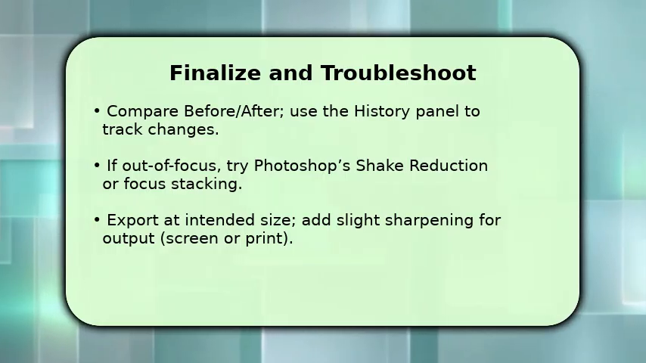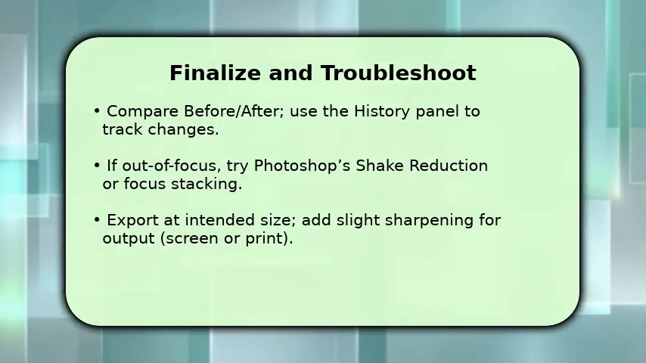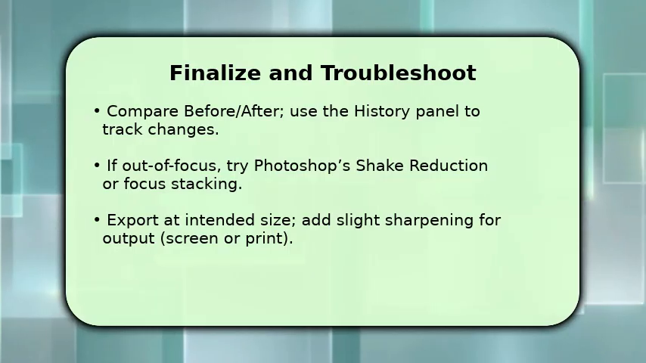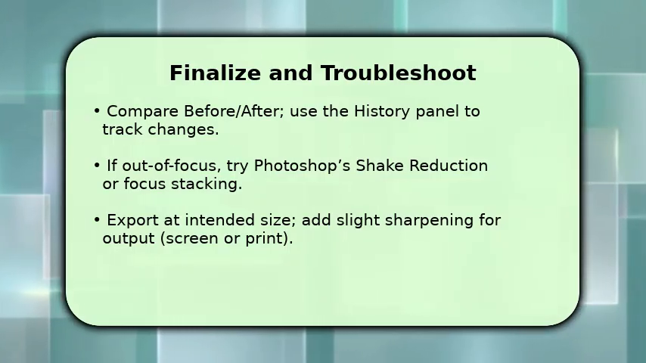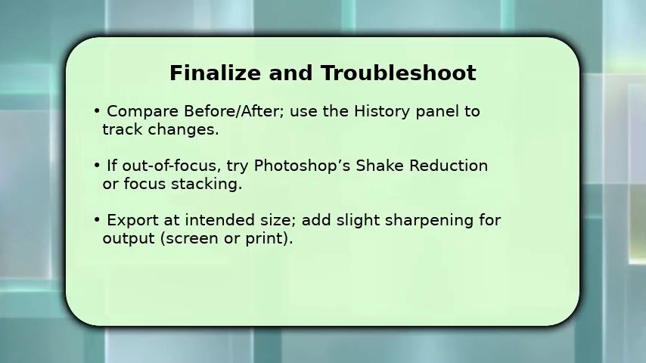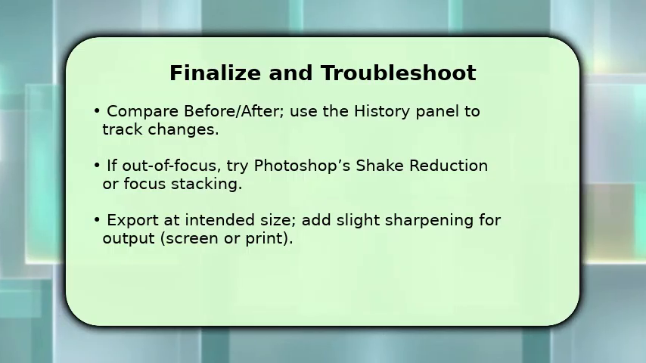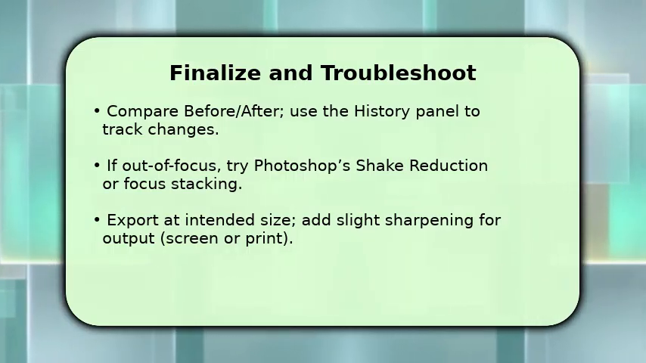If the image is soft from missed focus rather than motion, consider focus stacking from multiple frames or open in Photoshop and try shake reduction sparingly. Make sure to apply output sharpening for screen or print on export. If artifacts appear, reduce sharpening and increase masking, or denoise first and then resharpen.